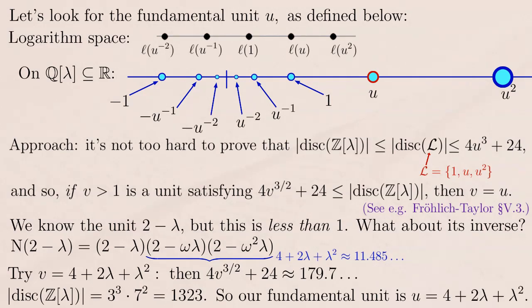In particular, if 4 plus 2 lambda plus lambda squared is a fundamental unit, then the inverse, 2 minus lambda, the one we started with, is also a fundamental unit. So from the next slide onwards, I'm going to go back to using 2 minus lambda as my preferred fundamental unit, just because it will make future calculations easier.